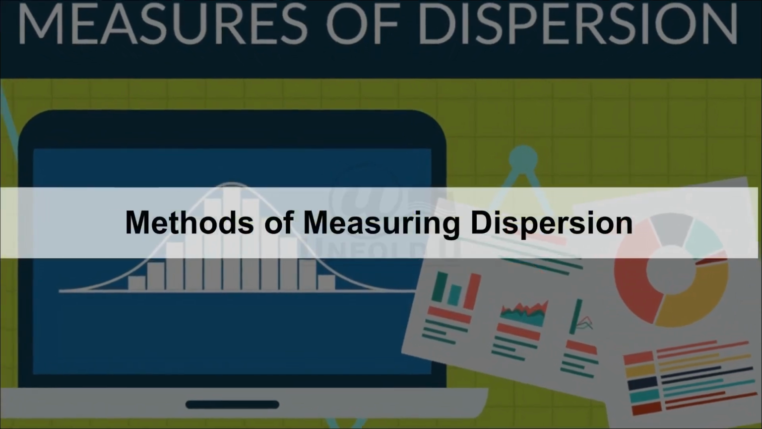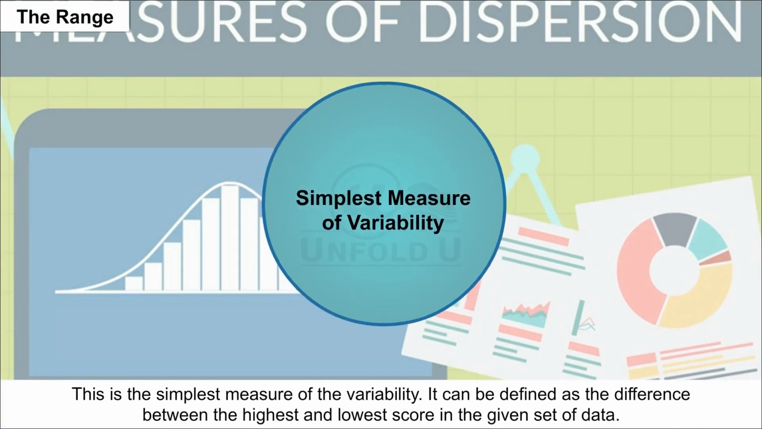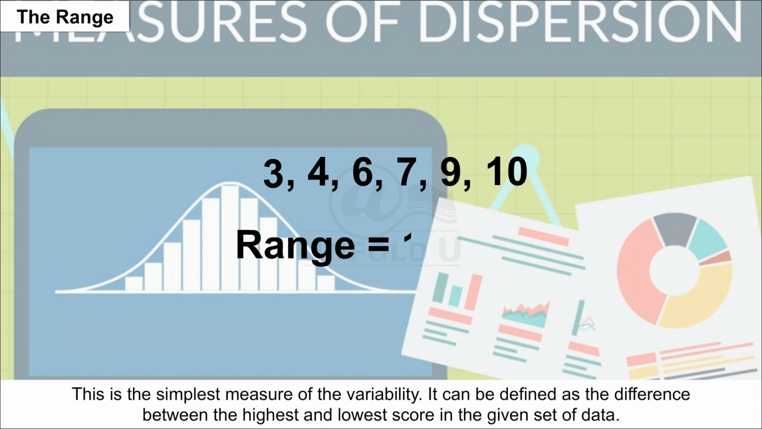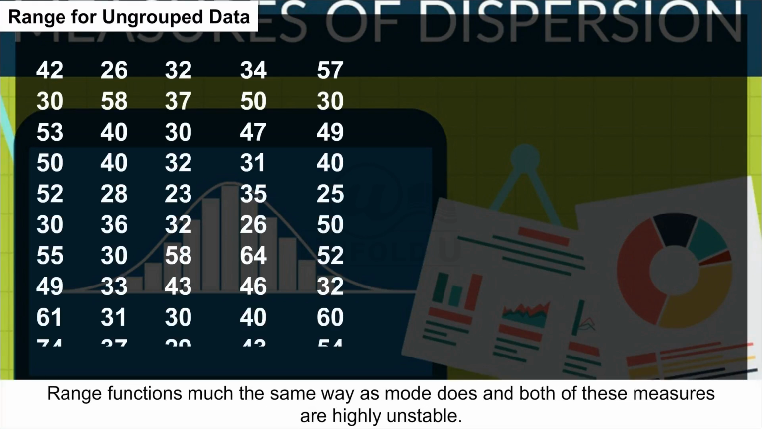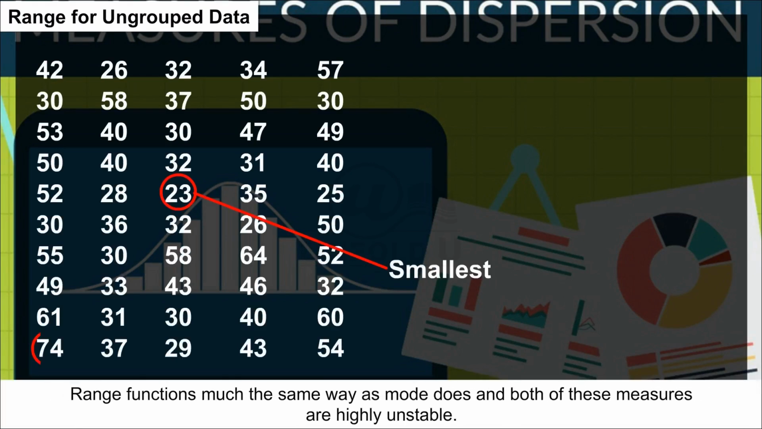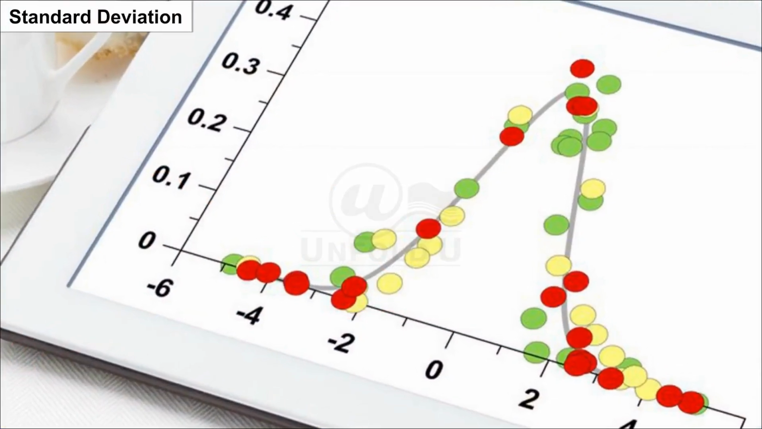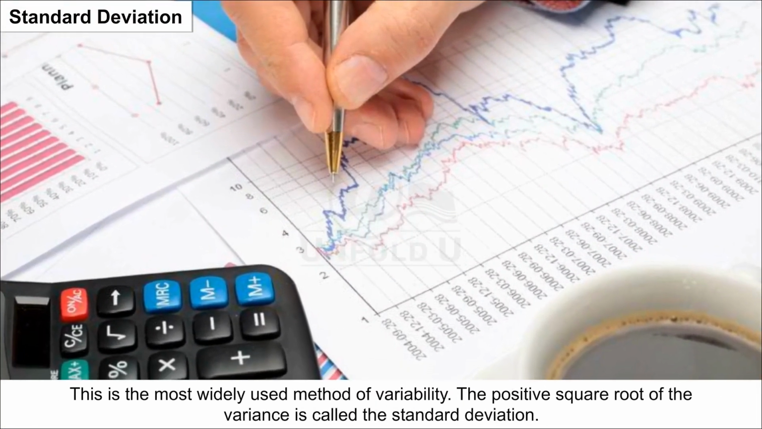Methods of measuring dispersion. The range. This is the simplest measure of variability. It can be defined as the difference between the highest and lowest score in the given set of data. Range for ungrouped data. Range functions much the same way as mode does, and both of these measures are highly unstable.